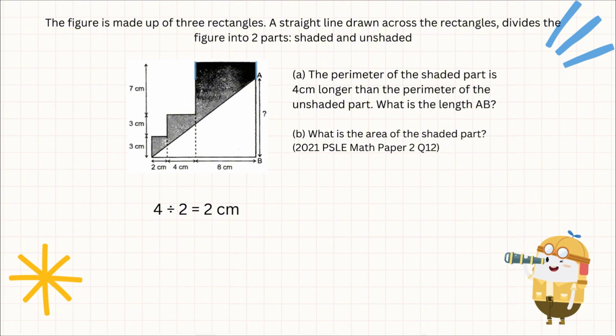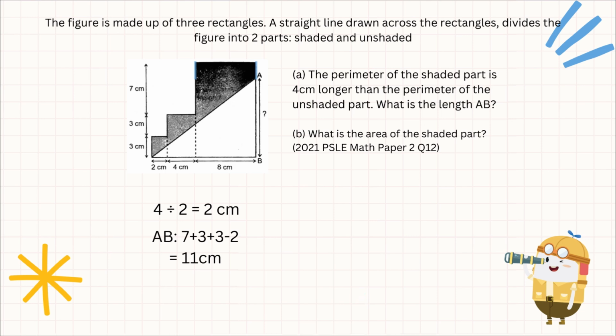Originally, this blue plus your AB would have been the measurements of 7, 3, and 3 altogether. So how do we get AB? AB is determined by taking 7 plus 3 plus 3, but then subtracting away the extra 2 centimeters at the top, giving us a final answer of 11 centimeters.